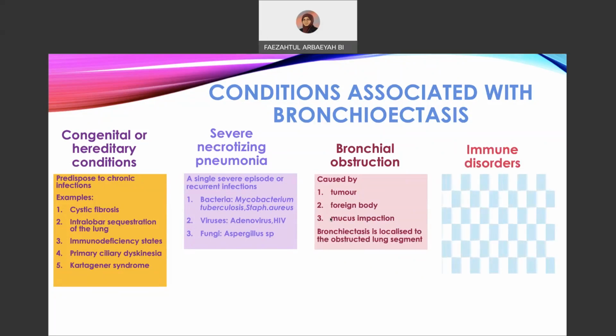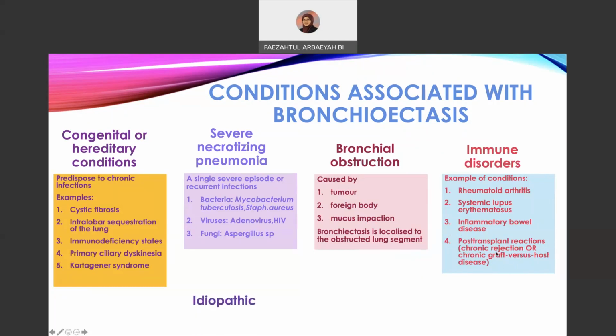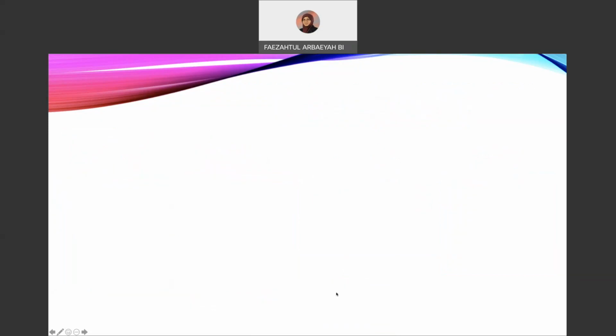Any sort of immune disorder can also cause bronchiectasis in the long run. For example, rheumatoid arthritis, SLE, inflammatory bowel disease, or post-transplant reaction because of the inflammatory process that occurs in these conditions. Or it can also be idiopathic without any obvious reason, after we have excluded the other conditions that can cause bronchiectasis. It is likely due to dysfunctional host immunity to infectious agents, leading to chronic inflammation.